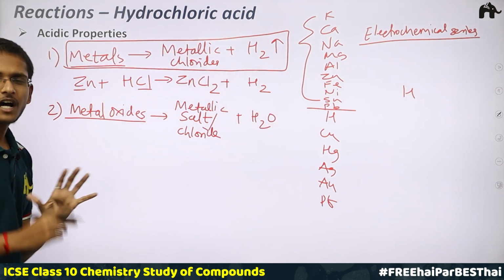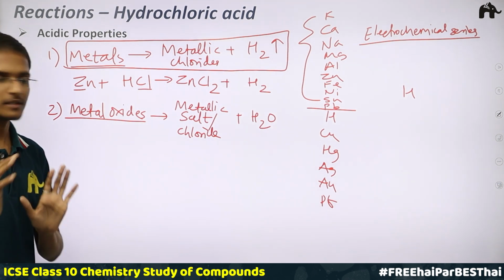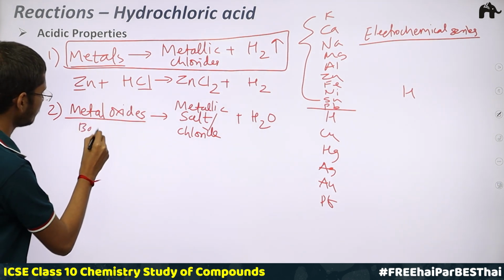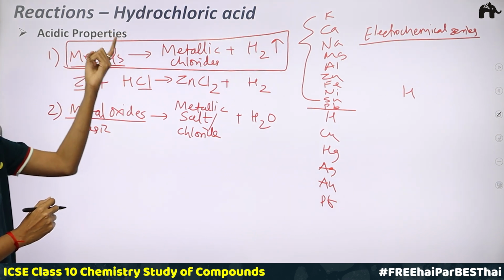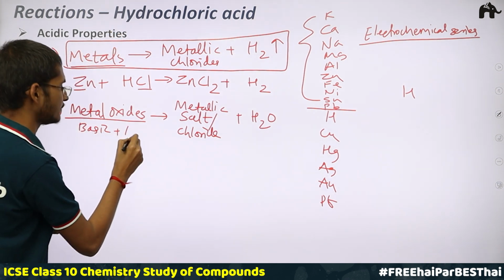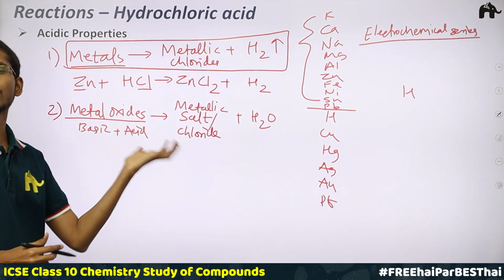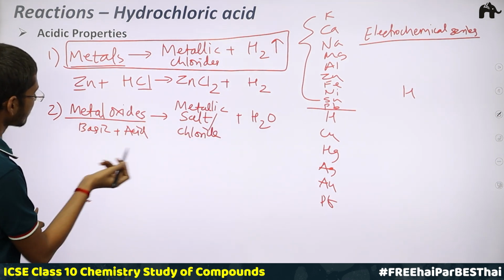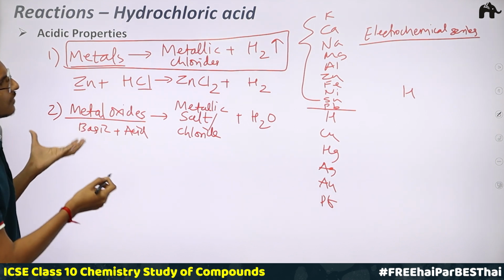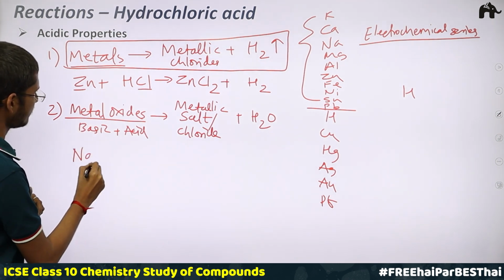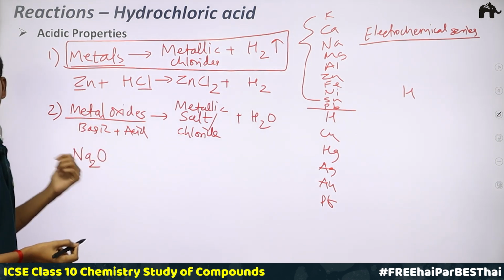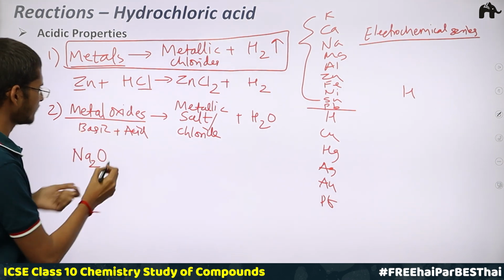Now how would you remember? See, metal oxides are mostly basic in nature, and we know that HCl is acidic, and we have studied that the reaction of acid and base gives us salt and water. That's the simple logic. So I'm taking metallic oxides, any one oxide, my favorite one is sodium, Na2O.